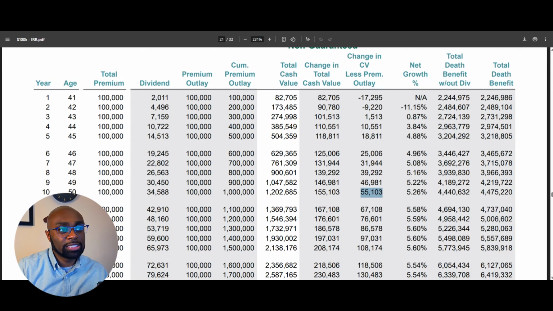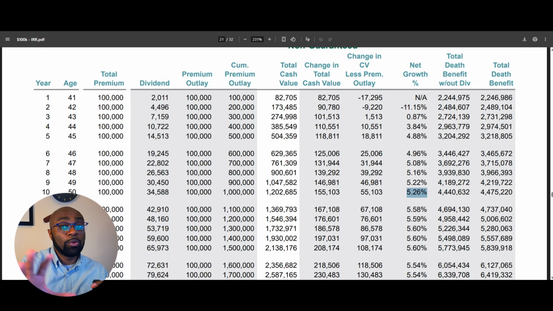This is the change in cash value minus premium outlay, $55,103. So then all we need to do is take this figure here, $55,103, and divide it by $1,047,582. What does that get us? That gets us the 5.26% that you're seeing right here.